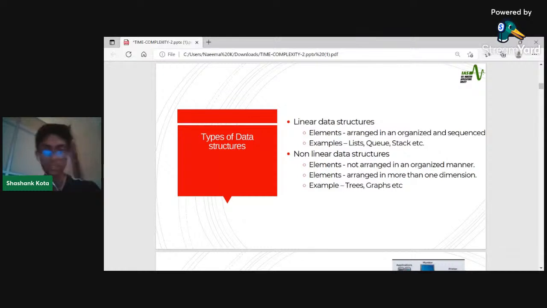Non-linear data structures are the type of structures where the elements are not arranged in an organized and sequenced manner. So it basically appears to be scattered everywhere. The elements in this are arranged in more than one dimension. So it can be two, it can be three, can be however much you want. Example, trees and graphs. So trees, we have seen the branches, so they are literally scattered everywhere, right? So this is an example of a non-linear data structure.